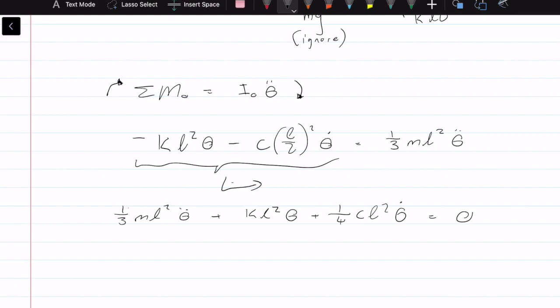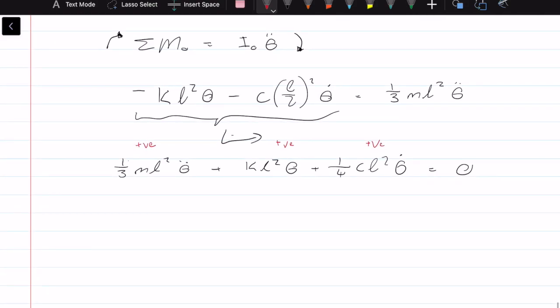Okay, now we can just run some checks like we normally do. These are both positive, positive, positive. So we're happy with that. If we're looking at the units, we have kilograms meters squared per second squared times our radians. No one really cares about radians, so I'm going to leave them out actually. And we have Newton meters.